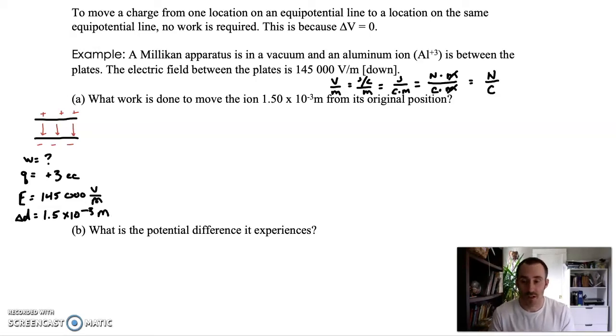So we are trying to solve for work. We're given Q, E, and displacement. So one of the skills that we've been working on in physics is figuring out what is the relationship between all of these different things that we're given. So we look at what are all of the quantities that we know, what's the thing that we're looking for, and what's the relationship between them.